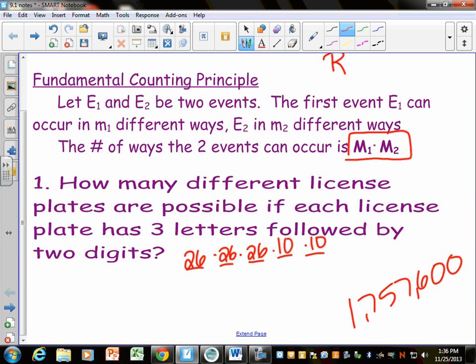What if it said each space could be a number or a letter? What would you put on each one of these? 36, right? I'm trying to kind of get you towards your homework today.